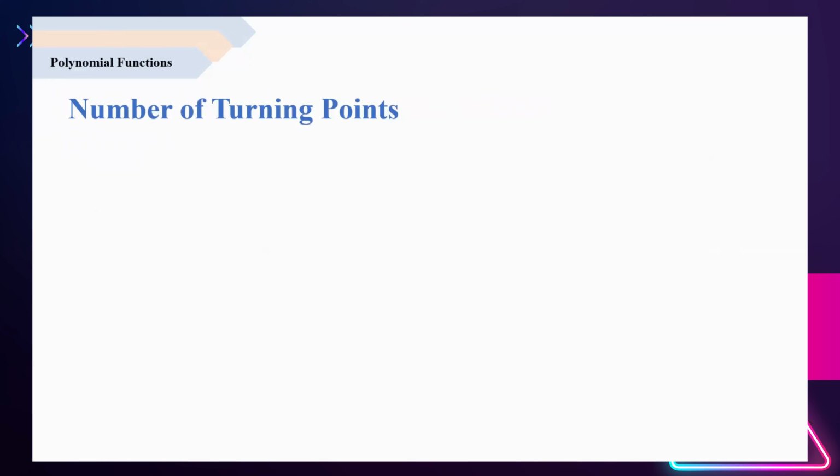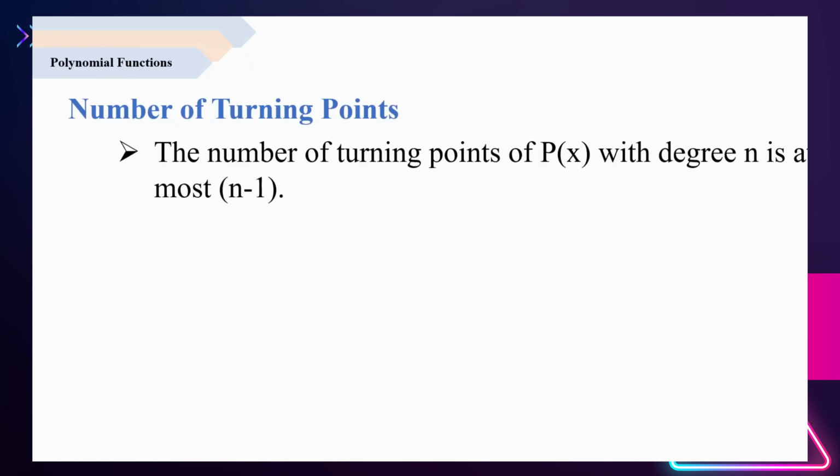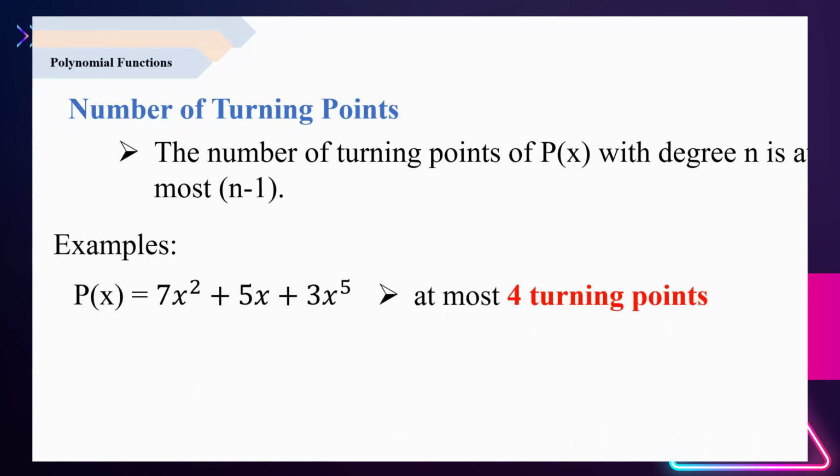Let us talk about the number of turning points. The number of turning points of P of x with degree n is at most n minus 1. So ang formula natin to determine the number of turning points is n minus 1. Examples. P of x is equal to 7x squared plus 5x plus 3x raised to the 5th power. Remember, n, we are talking about the highest exponent. So since the highest exponent is 5, therefore, our utmost turning points is 4.